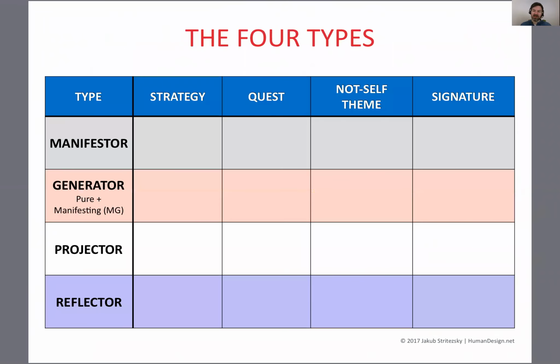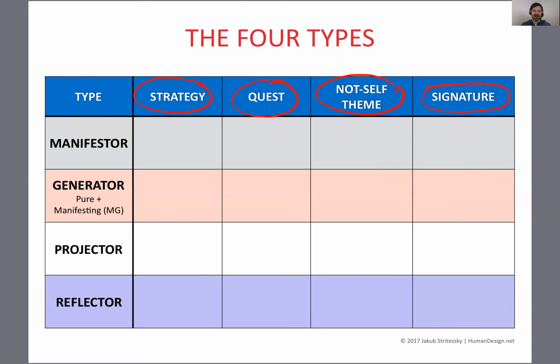In conclusion, we are kind of at the end of this recording. Each of the four types has its strategy, its unique and ideal way of functioning, which is their path of least resistance. Each of the four types has its quest. If we're not living according to our strategy, we're meeting resistance, and there is a not-self theme that is present for the people of a particular type. It comes up as this negative feeling of resistance, and each of the type has its signature, which is what we ultimately get if we behave correctly.